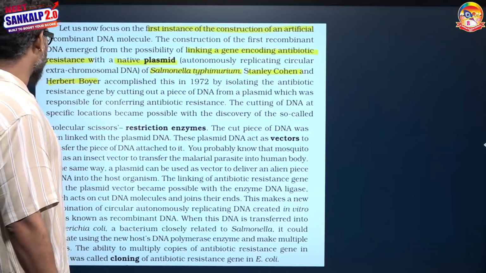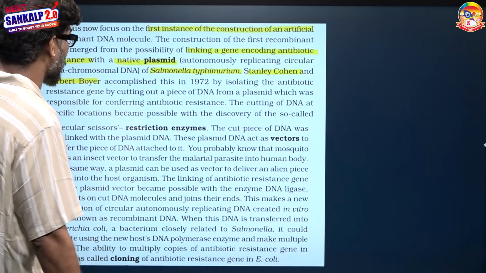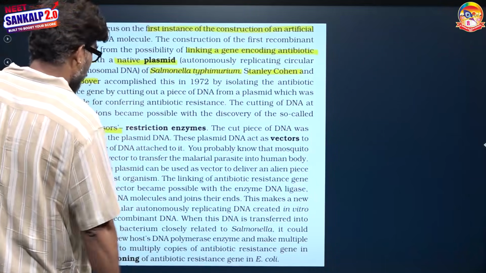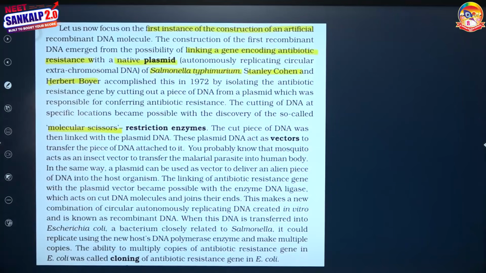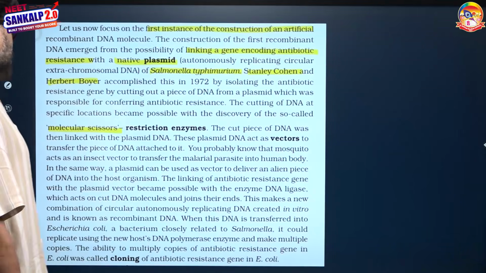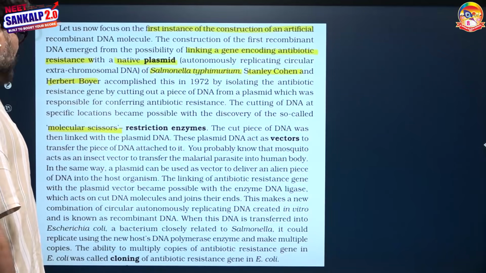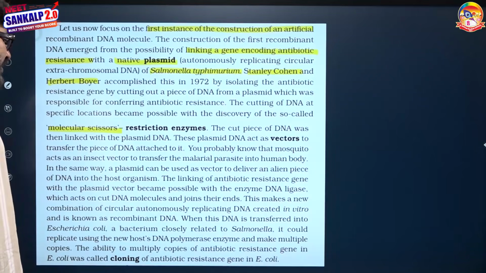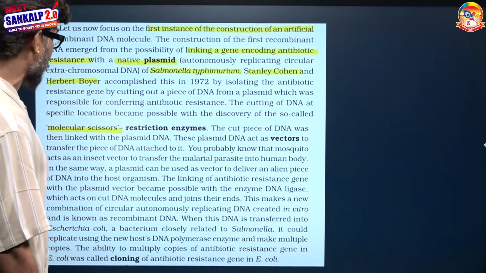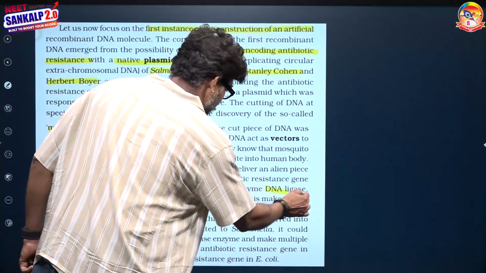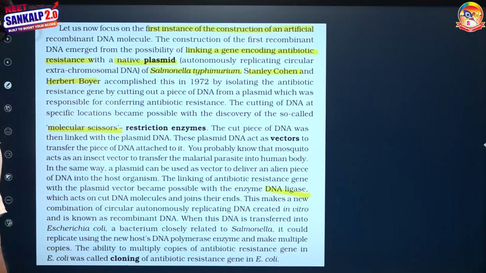The cutting of the DNA at a specific location became possible with the discovery of so-called molecular scissors, means restriction endonuclease enzymes. The cut piece of DNA was then linked with the plasmid DNA. These plasmid DNAs act as vectors for the transfer of the foreign DNA or the piece of DNA attached to it. You know that the linking of the antibiotic resistance gene with the plasmid vector became possible with the enzyme DNA ligase: cutting by restriction endonuclease and joining by DNA ligase.